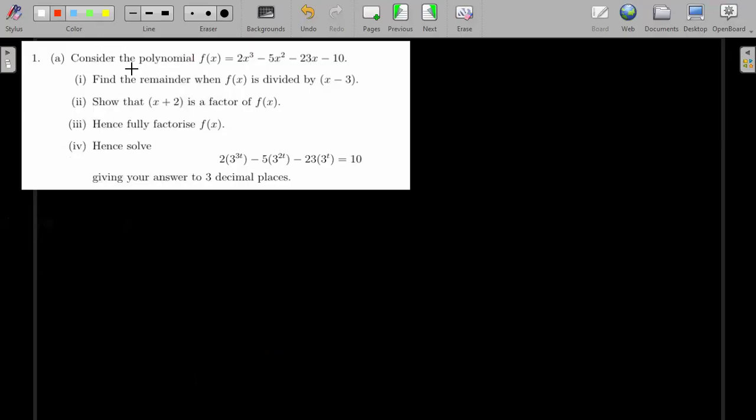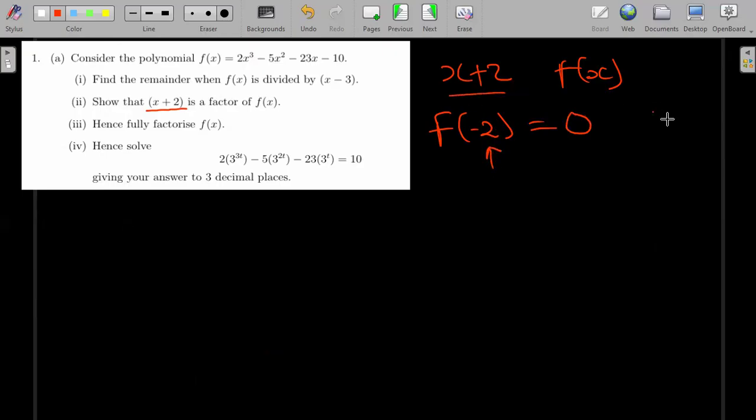On the second part, they're saying show that x plus 2 is a factor of f of x. By the factor theorem, x plus 2 is a factor of f of x if f of minus 2 is equal to 0. So where are we getting this minus 2? We equate this factor to 0 and then we solve for x, so we get minus 2. Then we substitute this minus 2 into the equation.